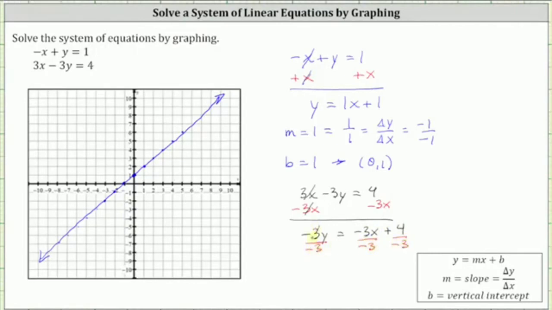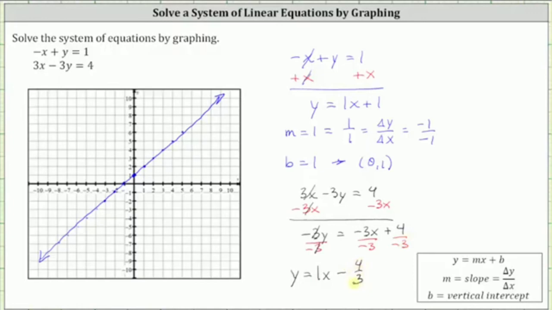And now simplifying on the left, negative 3 divided by itself is equal to 1. 1 times y is y. We have y equals, again, negative 3 divided by itself simplifies to 1, giving us 1x, or just x. I'm going to leave it as 1x. And then we have plus 4 divided by negative 3, which gives us plus negative 4/3, or minus 4/3.